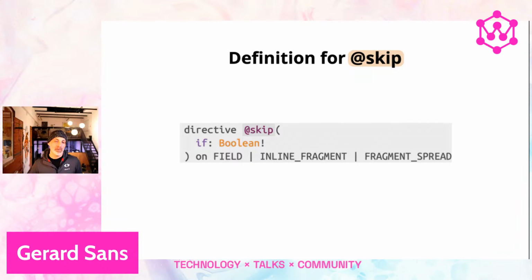So let's look very quickly at how skip is defined. We have a normal definition. We have directive skip. We have one argument, so it's going to take a Boolean. We can see that it's using the exclamation point, so it's mandatory. And then we can use the skip directive in 3 different places. So we can use it on a field, on an inline fragment, and on a fragment spread.